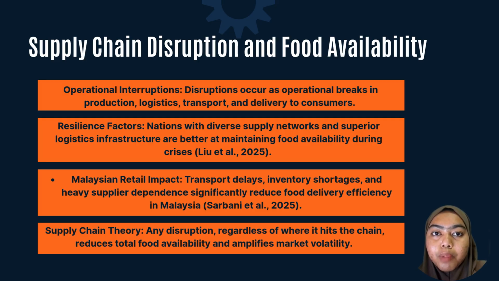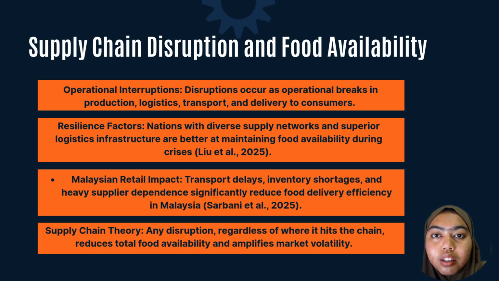Now we look into the mechanics of supply chain disruption. These are defined as operational breakdowns spanning production, logistics, transportation, and delivery. In a modern interconnected food network, resilience is everything. Research by Liu in 2025 demonstrates that nations with diversified supply chain networks and superior logistics infrastructure are significantly more successful at maintaining steady food availability during a crisis.